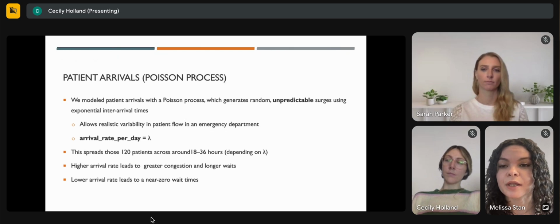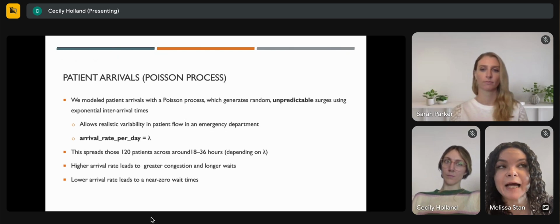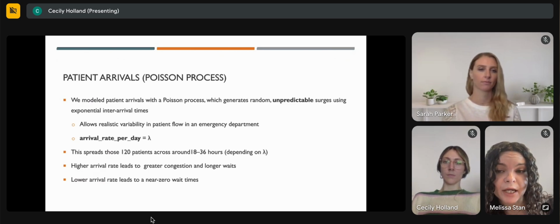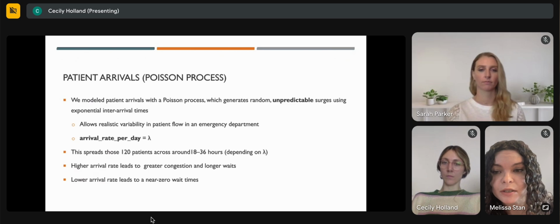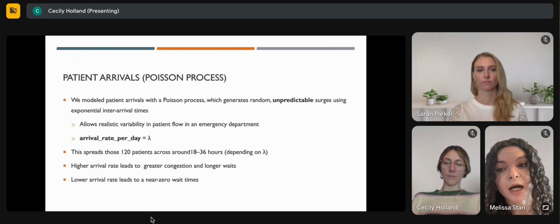Okay, so for the patient arrivals, we have to add some unpredictability to it. To do this, we're going to use a Poisson process, and we're going to set that equal to the arrival rate per day, which means we set it to about 120 patients coming through in the next 18 to 36 hours. By setting it to such a high number, we're expecting to have a more congested area and longer wait times, but having a lower number will just yield nearly 0 waiting times for those patients.